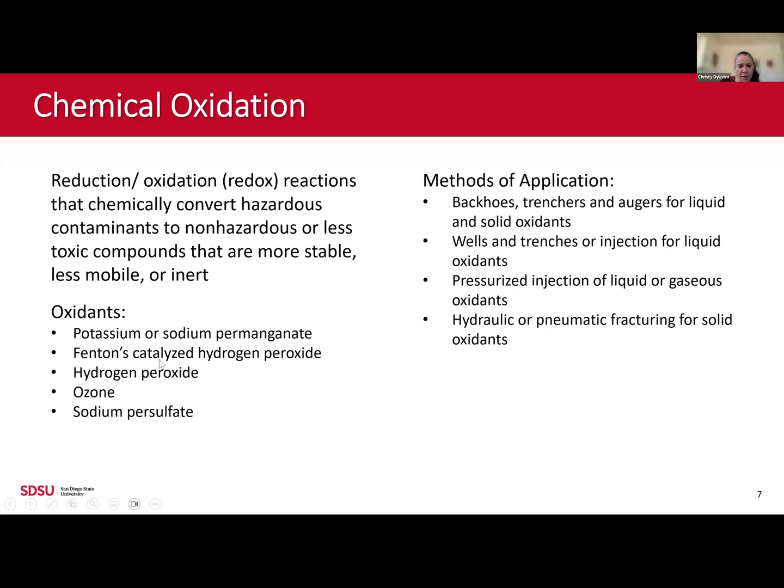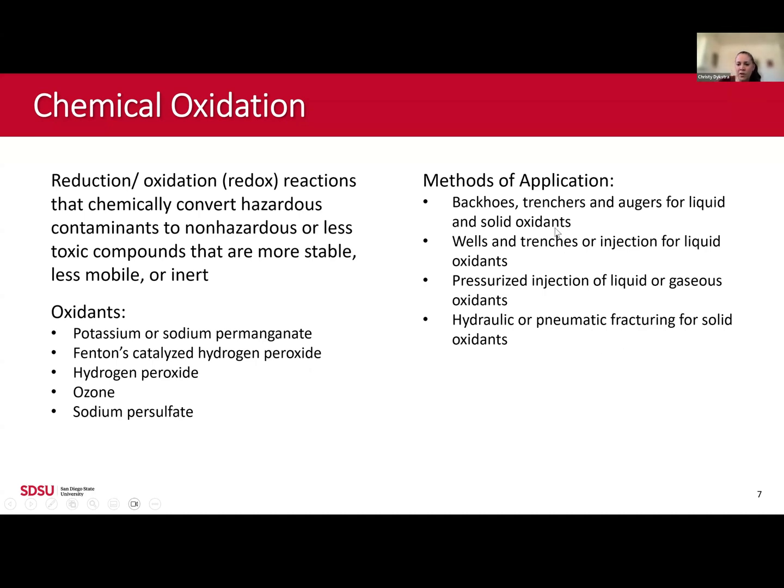Also things like Fenton's catalyzed hydrogen peroxide, hydrogen peroxide on its own. Ozone is another one. This is a gaseous oxidant, so we can use that a little bit differently. And then sodium persulfate. So these are all pretty common oxidants. And the idea is that we are using them to oxidize the contaminant, making it be in a less harmful state.